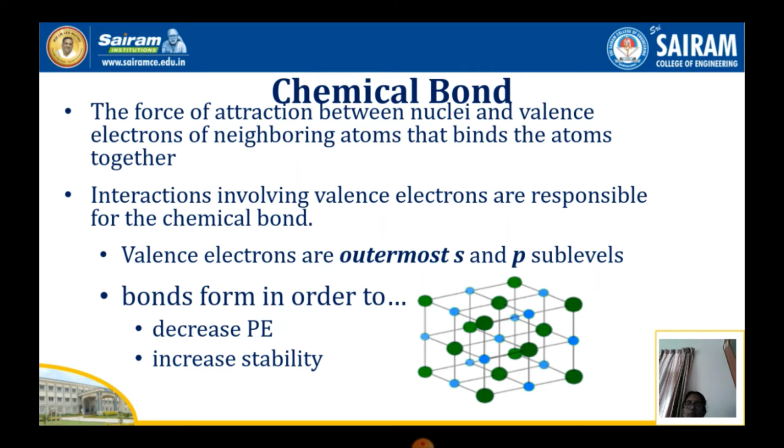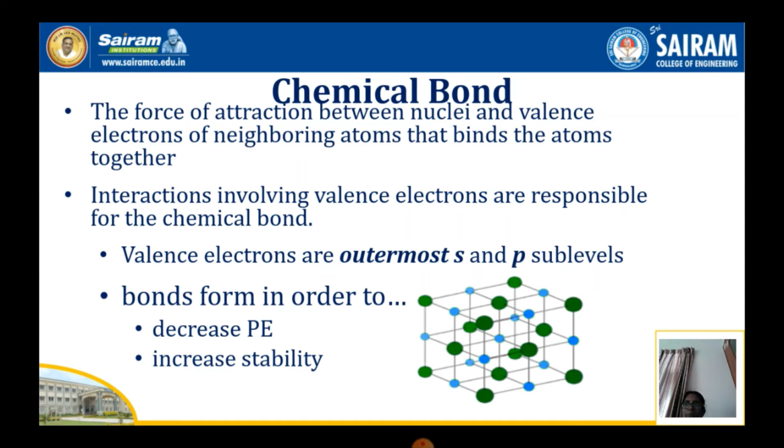So what is meant by the valence electrons? Valence electrons are the outermost electrons of any atom. Normally the valence electrons exist in the s and p sublevels. The electronic interaction between the atoms may lead to a lowering of the energy of the system as compared to the state wherein the atoms are far apart. So bonds are formed in order to decrease the potential energy of the system, and they also increase the stability of the system. The interaction between the atoms, molecules or ions may lead to the lowering of the energy of the system, and that is called the bonded state.